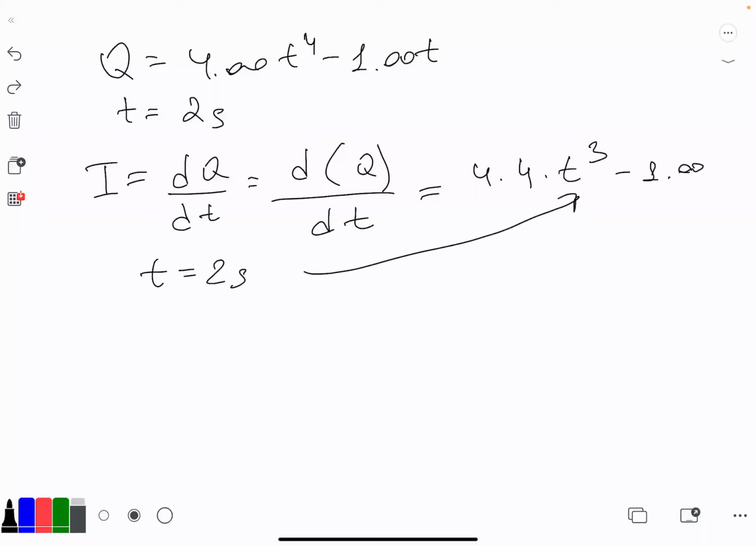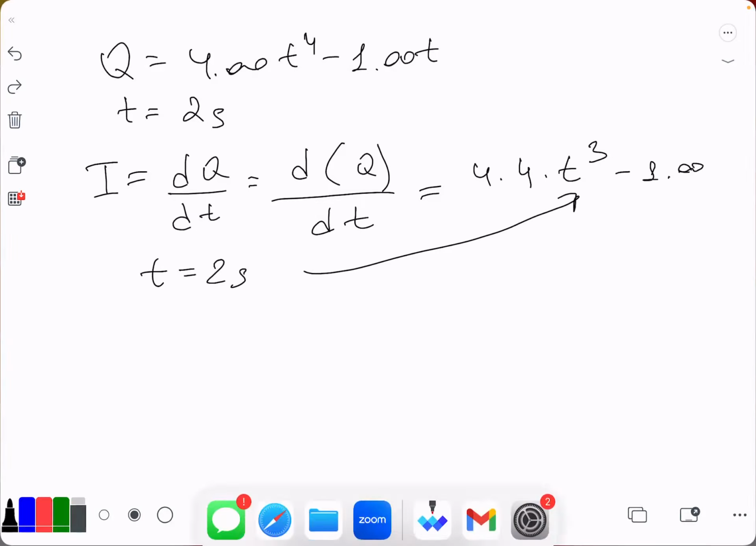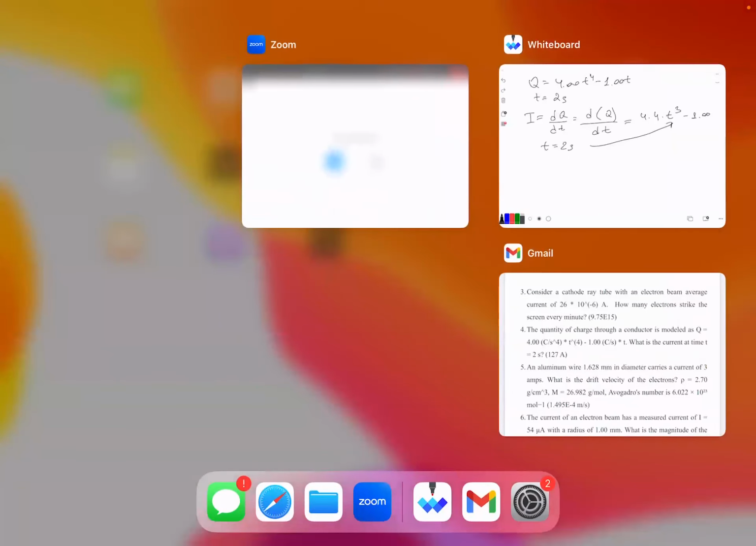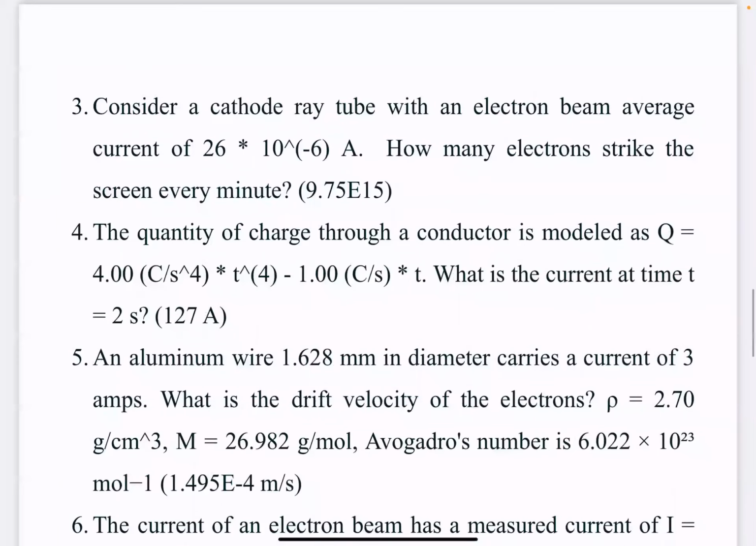Here, and you can find what is the current. Okay. Now, problem number 5.